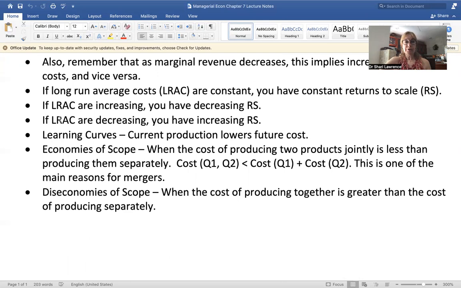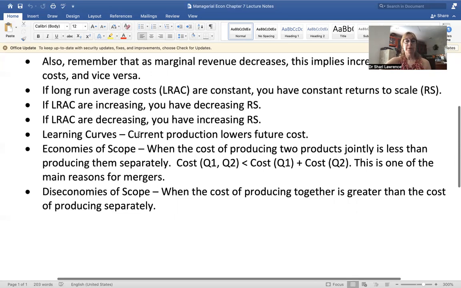If long run average costs are decreasing, then you have increasing returns to scale. If long run average costs are increasing, you're going to have decreasing returns to scale. And if your long run average costs are constant, you're going to have constant returns to scale. So it's just showing the relationship between long run average costs and returns to scale. If long run average costs are constant, you have constant returns to scale. If they're increasing, obviously your returns to scale are going to decrease. And if they're decreasing, you're going to have increasing returns to scale.